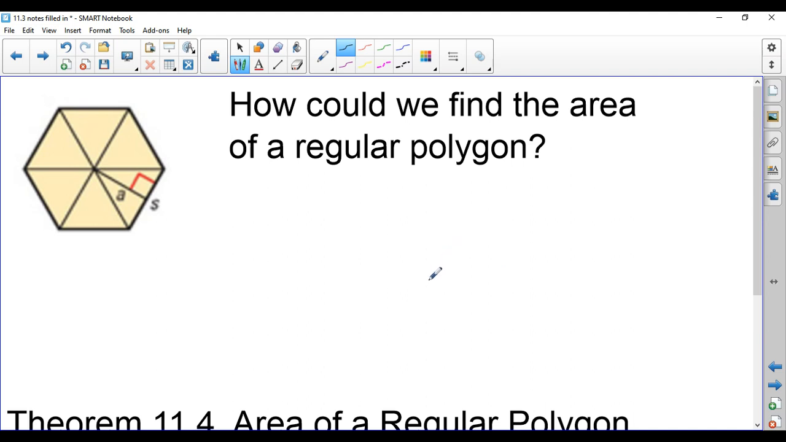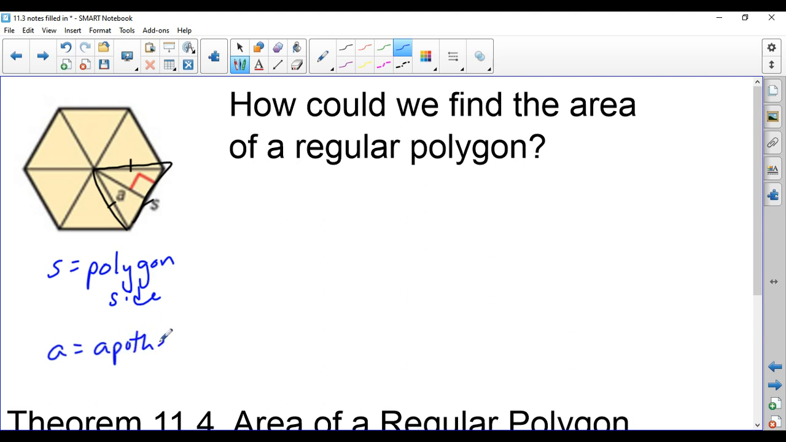How could we find the area of a regular polygon? Every regular polygon can be divided up into these isosceles triangles. And if this was a regular n-gon, there would be n of those triangles that are all congruent to each other. So S is the length of a polygon side, and A is the apothem for that regular polygon. So this one happens to be a hexagon, but we could do this for any regular n-gon.